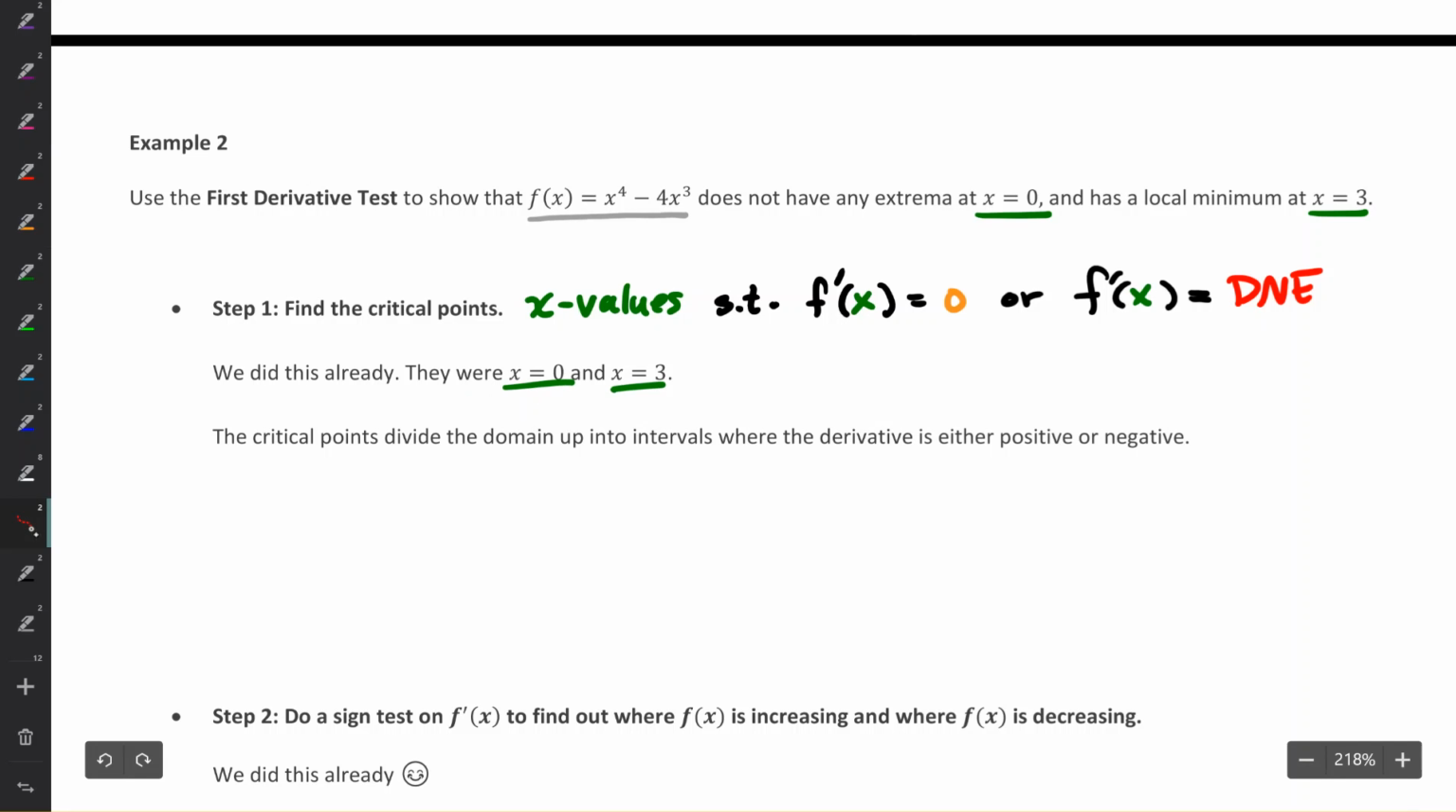Those x values, those critical points, are dividing up our domain into intervals where there's only one of two options. The first derivative is either positive or negative there. So at x equals 0 and at x equals 3, those are places where the first derivative happens to be 0. Here are my intervals. X values less than 0, x values between 0 and 3, and x values bigger than 3.